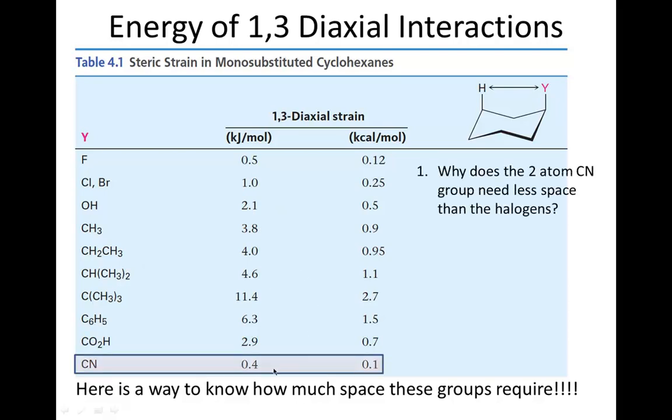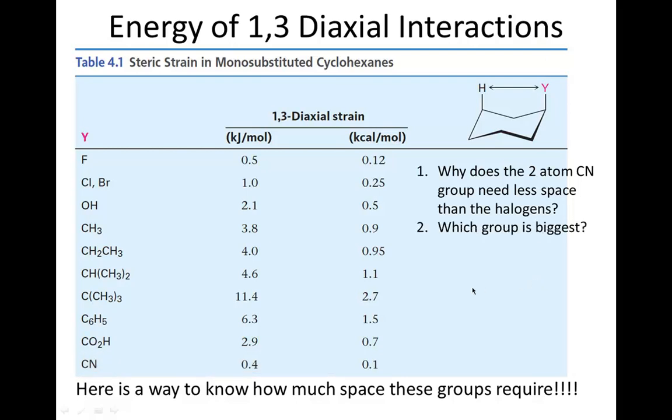And so here's a question, why does this group, which has 2 atoms, need less space than a fluorine, which is only 1 atom? And if you think about it, you might be able to figure this out. There's a triple bond between the carbon and the nitrogen, so what hybridization is that? Well, the carbon must be sp, and the bond angles for sp are 180 degrees. What that means is that the carbon and the nitrogen are sticking up perpendicular to this plane, and so it's really hard for there to be any interaction because they're just going straight up and out of the way.